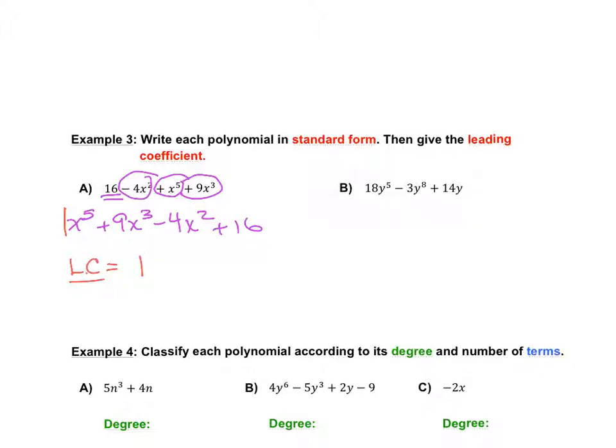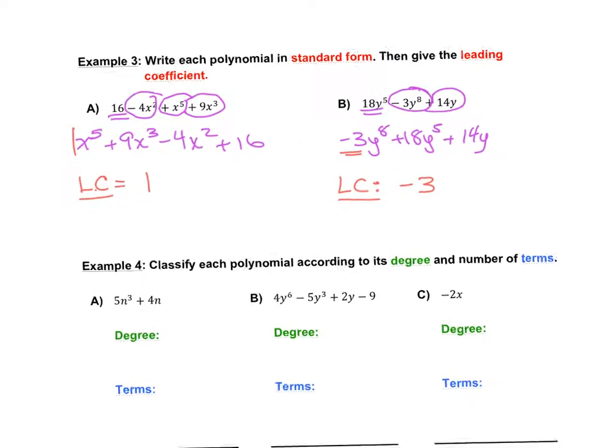Standard form for the next one would be, again, take the sign in front. So the first term is negative 3y to the 8. Then comes a positive 18y to the 5th. And lastly comes that plus 14y. And the leading coefficient is the number in front, which is that negative 3.